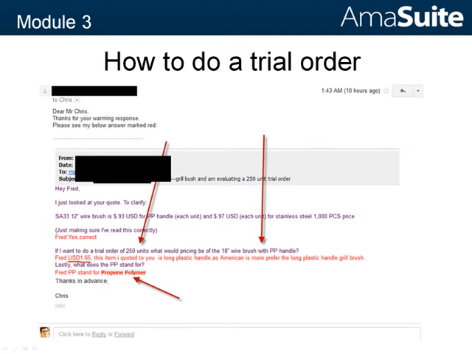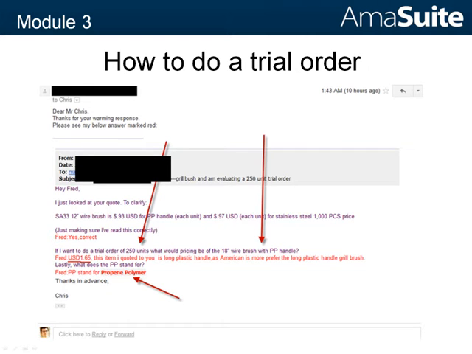Now, if you'd like to do a trial order, because again, that pricing was for 1,000 units, you can simply just go back and forth with the supplier and ask them what they can do, right? So you can say, if I want to do a trial order of 250 units, what would the pricing be for the 18-inch wire brush with the PP handle?